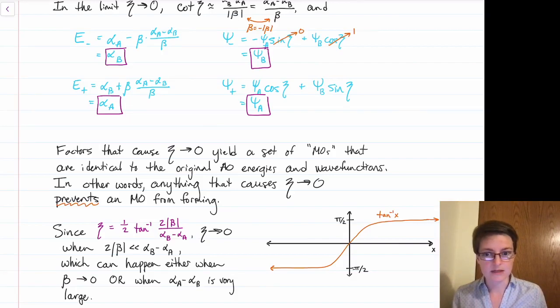Another way to put this in more chemically intuitive words is that anything that causes zeta to go to 0 is going to prevent an MO from forming. And if zeta goes to 0, that means that our chemist's language for describing these orbitals should be to describe them as atomic orbitals, not as molecular orbitals, because really there's no difference.